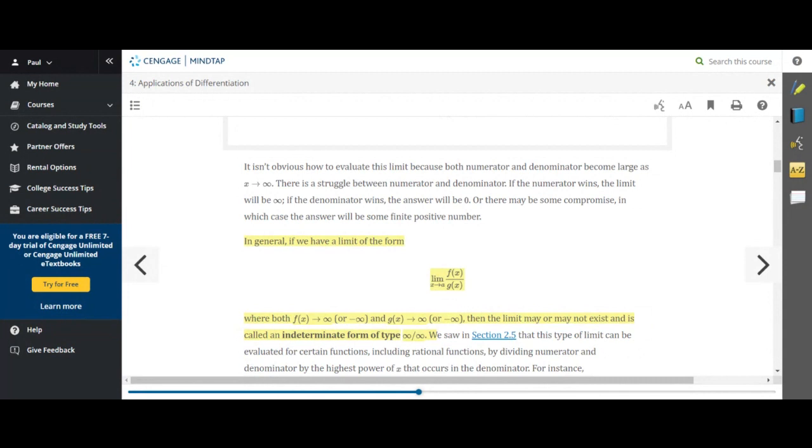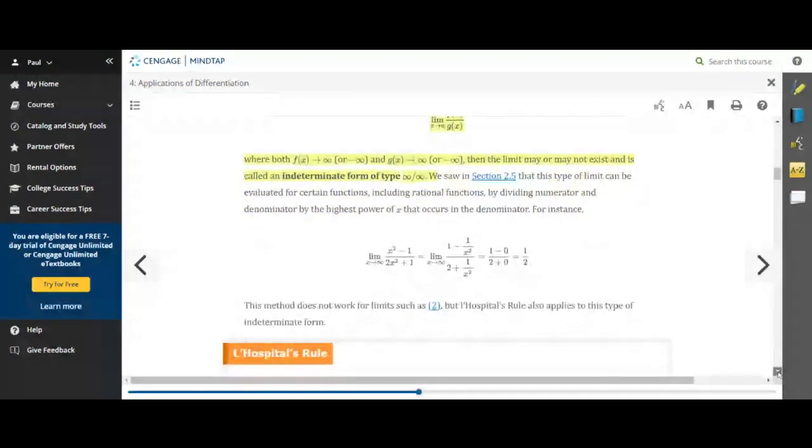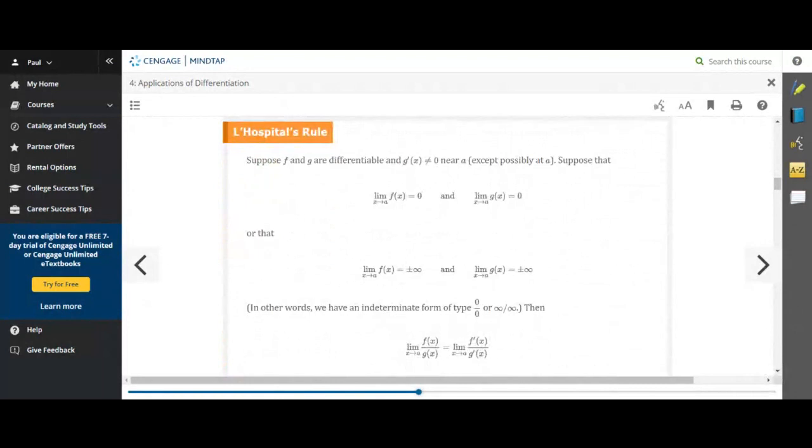What's important, of course, is the rate at which these functions approach infinity or negative infinity. And so we need a way to determine the limits of these indeterminate forms. And there's a special rule called L'Hopital's rule.